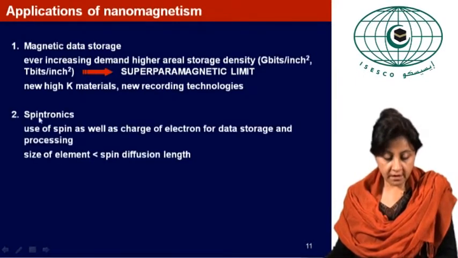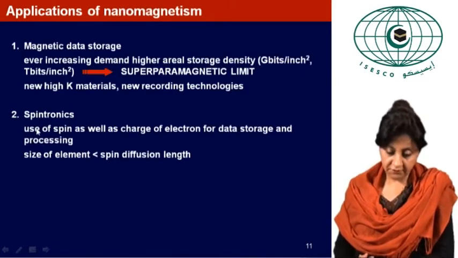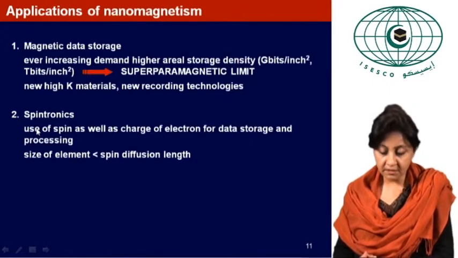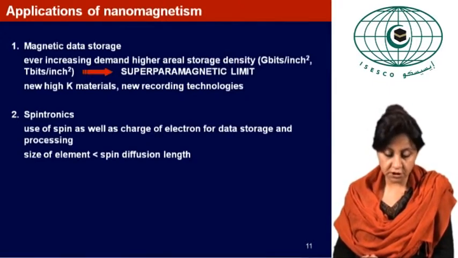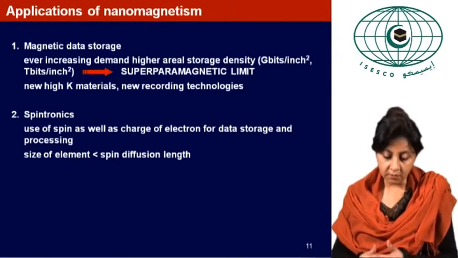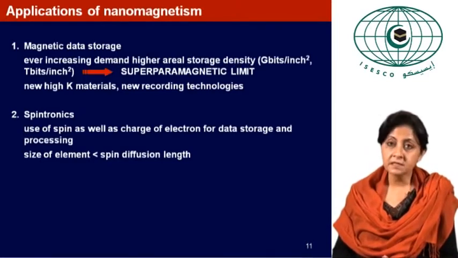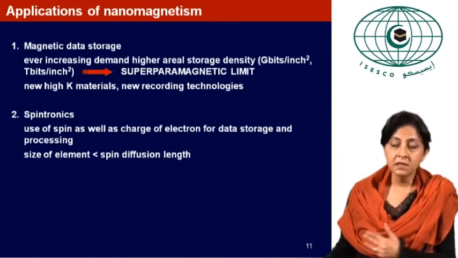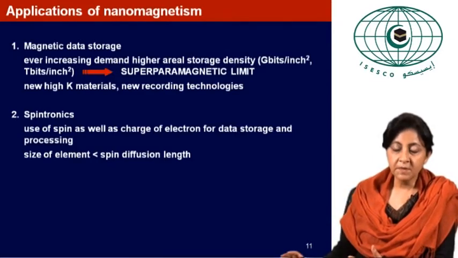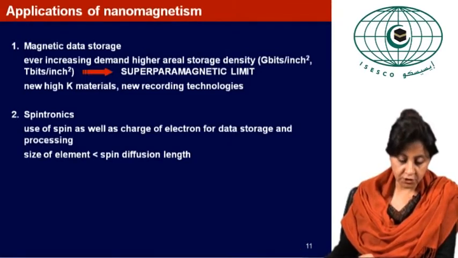The other area in which a lot of research is being done is spintronics, which is a field which uses the spin as well as the charge of the electron for data storage as well as processing. Because you're combining both functionalities in one device, the size of a typical element or device will shrink, and the condition here is that the size of the element should be smaller than the spin diffusion length, which is typically the length scale over which a spin which is oriented in a particular direction loses its coherence.